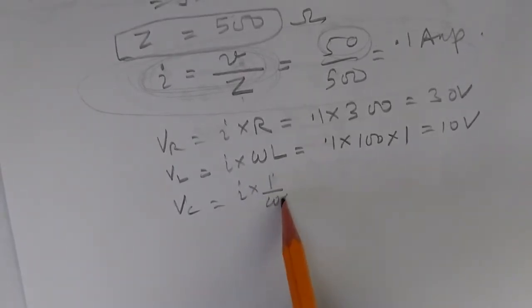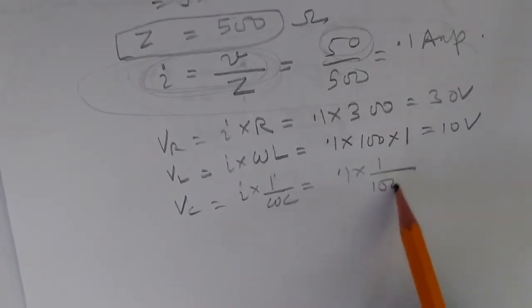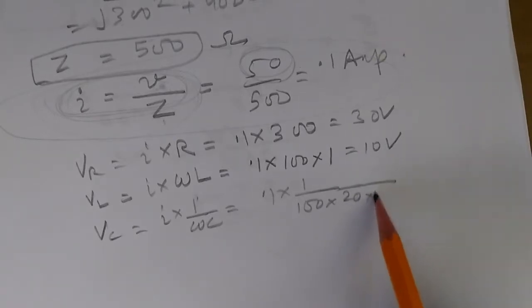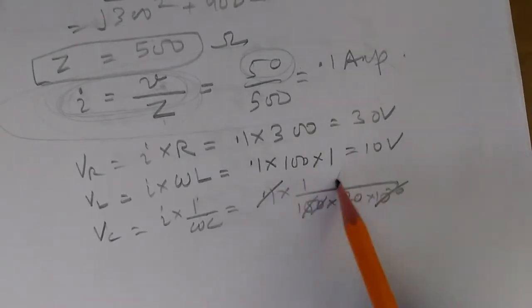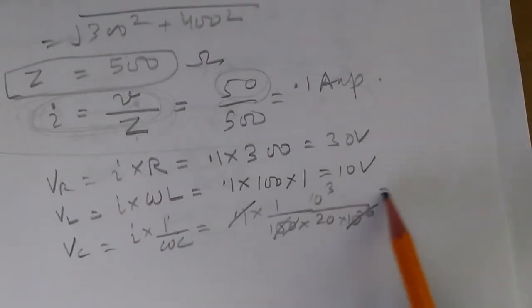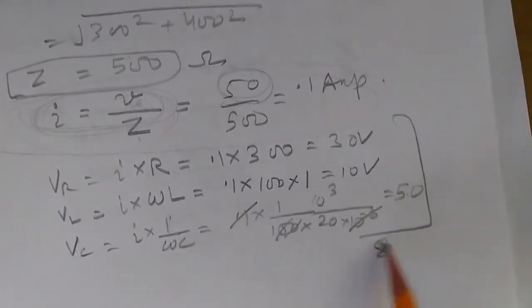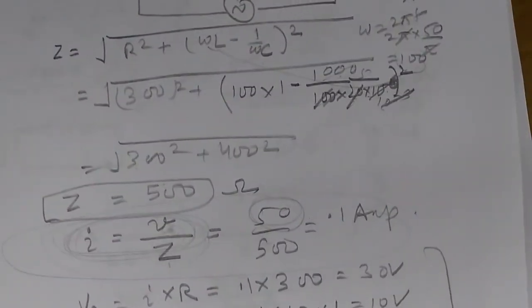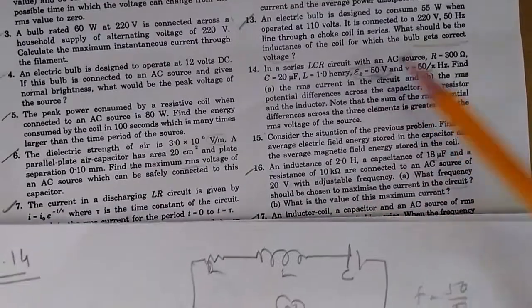The voltage across the capacitor will be I into XC. The reactance of the capacitor is 1 upon omega C. So 0.1 into 1 upon omega, which is 100, and the capacitance is 20 microfarad, 20 into 10 to the power minus 6. So 10 to the power 4 over 20, times 0.1, this will be 50 volt. If you add these up, 50 plus 10 plus 30, it is 90 volt, which is more than the RMS of the supplied voltage.